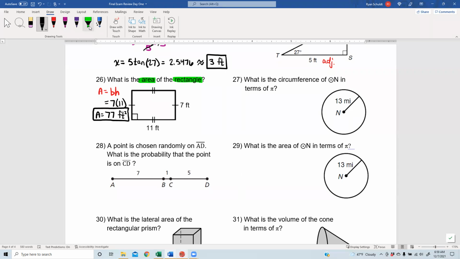27. What's the circumference of circle N in terms of pi? Our formula for circumference of a circle is 2 pi r. Here the radius is 13, so 2 pi times 13. What it means by in terms of pi is don't type pi in your calculator. Just do 2 times 13. That gets you 26 pi, and we're in miles. That's our circumference.